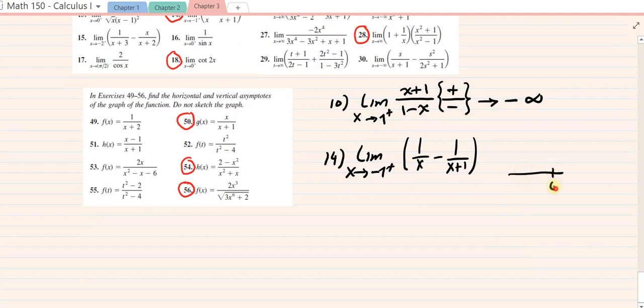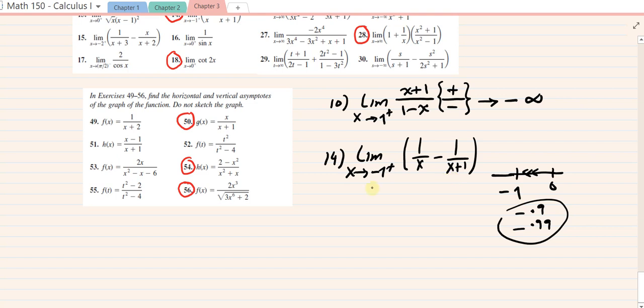So here's the number line, 0. This is negative 1. We're approaching negative 1 from the right. So that means we've got values like negative 0.9, negative 0.99, and so on. So the fraction is going to be what? It's going to be 1 plus these negative numbers, so the fraction is going to be positive. True?